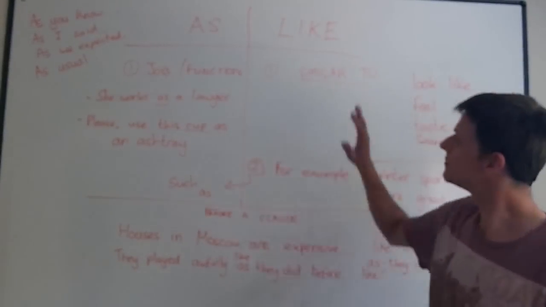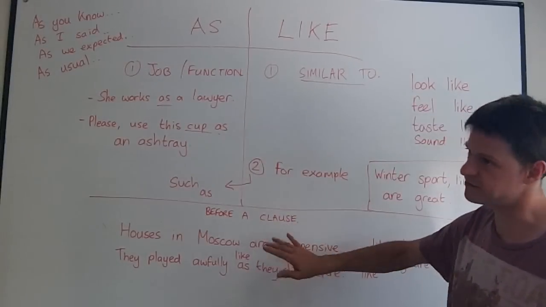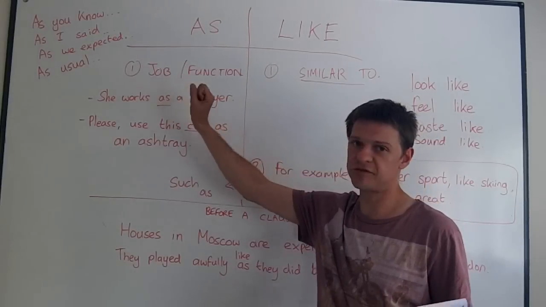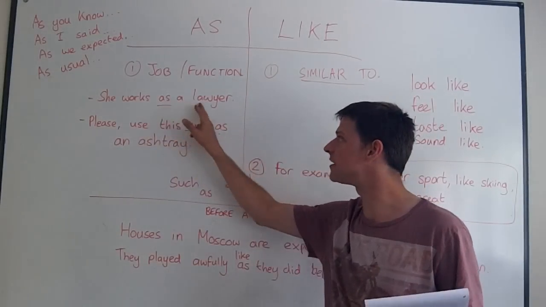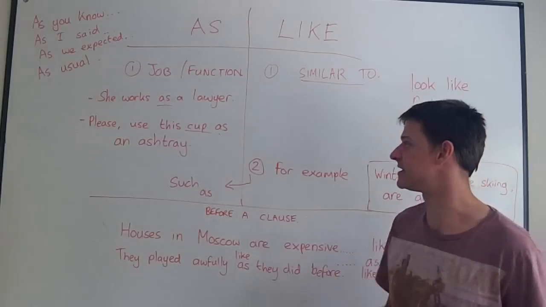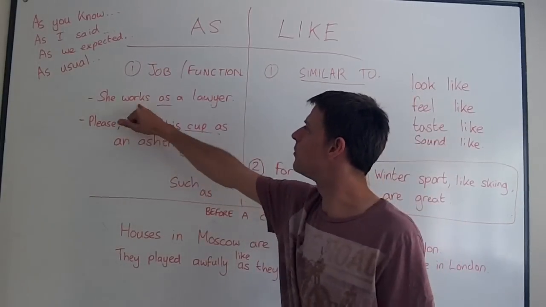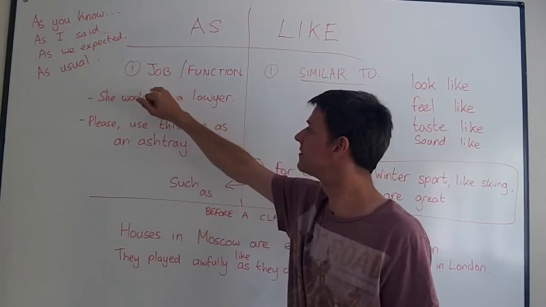Okay, so today we're looking at "as" and "like". Sometimes they are different, sometimes both can be used. So "as" is used for jobs. She works as a lawyer. I work as a teacher. Perhaps you work as an engineer. Work as for jobs, always.